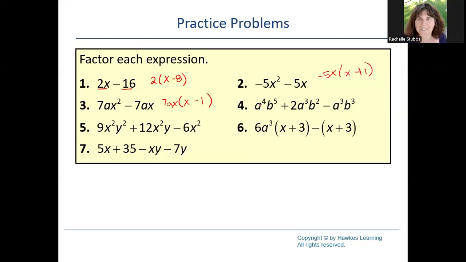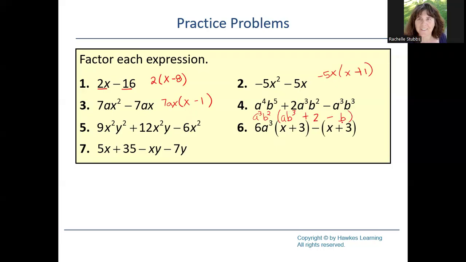On this one, I have a to the 4th b to the 5th, a to the 3rd b to the 2nd, a to the 3rd b to the 3rd. So it looks like I could use an a to the 3rd and a b to the 2nd. That's the highest power I could use. So that would leave an a b to the 3rd plus 2 minus b. It looks like that's what would be left over. And you could try doing that out the longhand way.